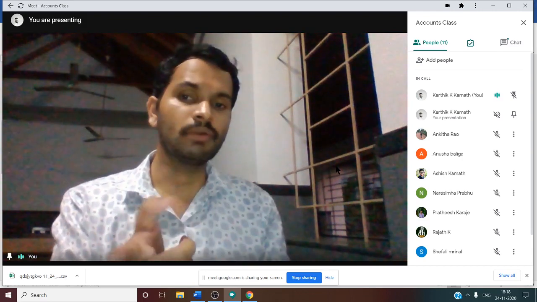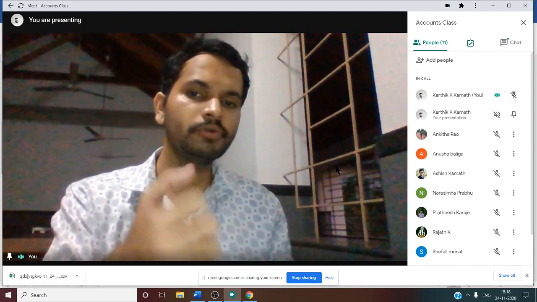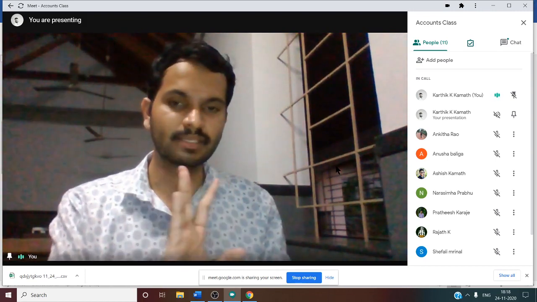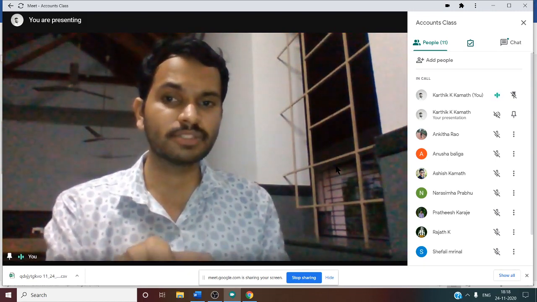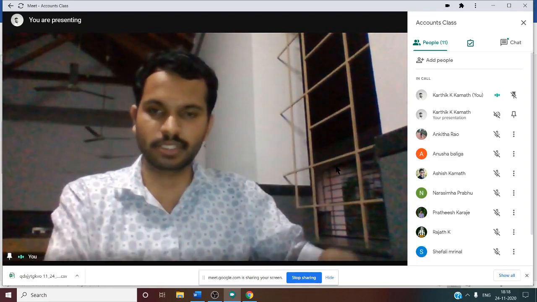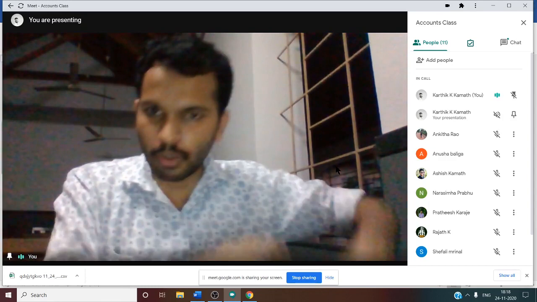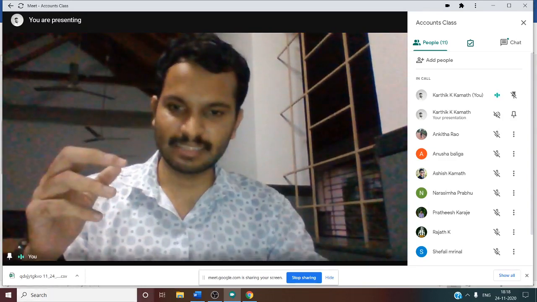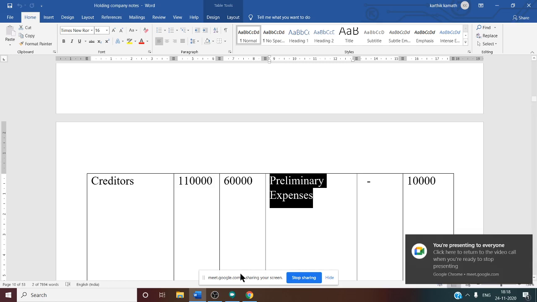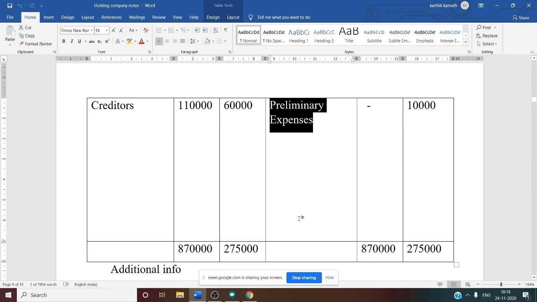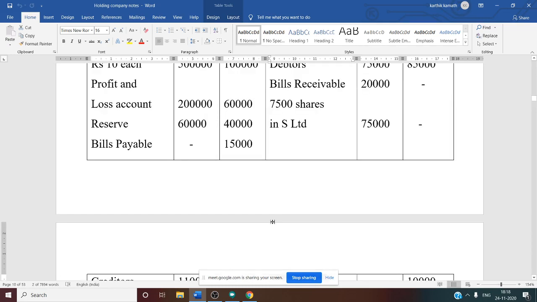Similarly, while calculating majority interest, you have to show the majority proportion of preliminary expense separately. Why separately? Because you are going to consider this capital loss under goodwill calculation, for which there is a separate working note. So we have to consider all these things. We have now discussed the asset side information: fixed assets, stock, debtors, bills receivable, investment made and preliminary expenses. Now we will see the liability side.